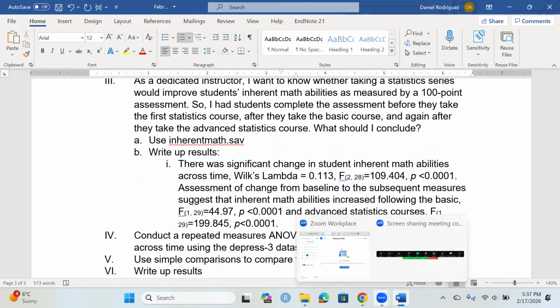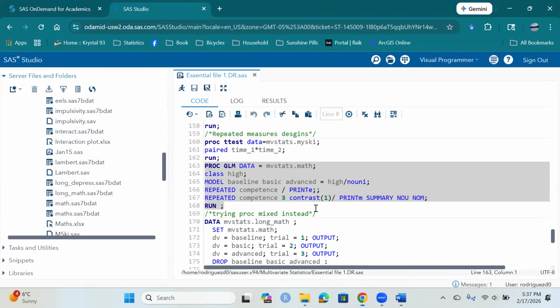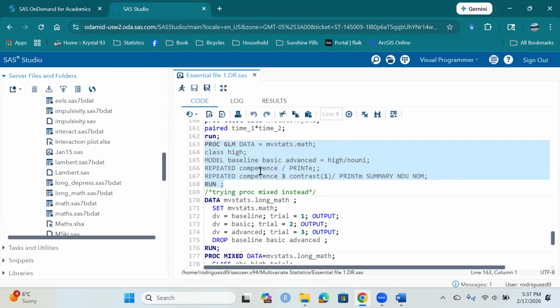So let's go back then. What you see here is this class statement that has high. My variable is called high, for high versus low. So 1 is high, 0 is low ability at baseline. And my model is baseline, basic, and advanced. So you have three different levels. This is just like when we run any kind of regression analysis or linear model: we'll have the outcome variable and then we have the predictor.